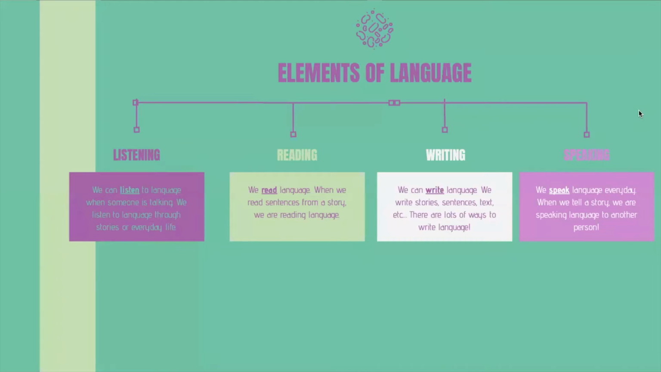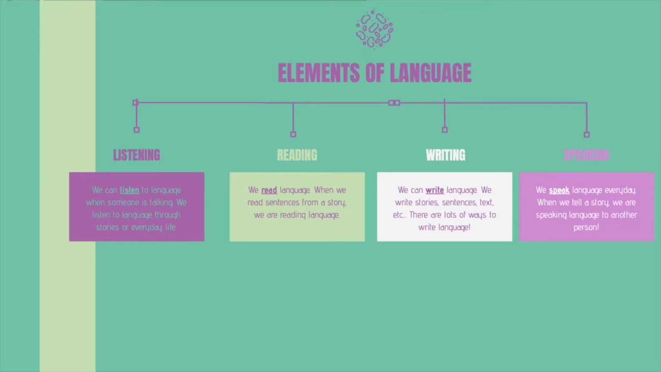There are 4 different elements of language: listening, reading, writing, and speaking. The first element of language is listening. We can listen to language when someone is talking. We listen to language through stories or everyday life. The second element of language is reading. We read languages. When we read sentences from a story, we are reading language.